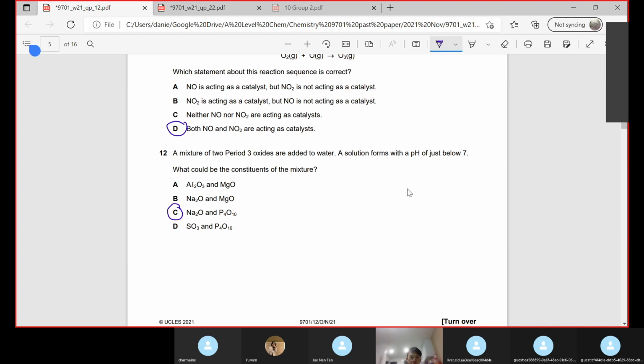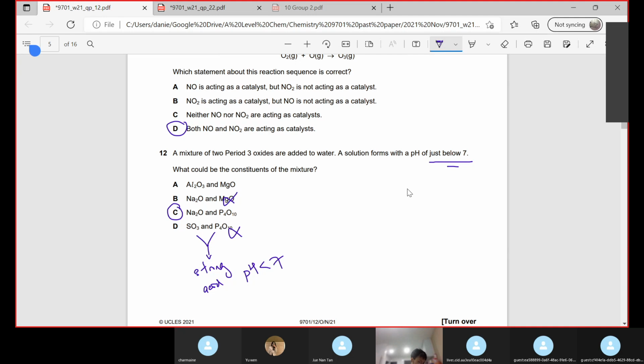Okay, you cannot write D, yeah? You cannot write D as SO3 and P4O10 both will result in strong acid. Okay, strong acid, yes, the pH is definitely lower than 7. But what is the question? The question just wants a pH of just below 7, meaning it is just slightly acidic. Okay, A and B, I believe you are not selecting as your answer.